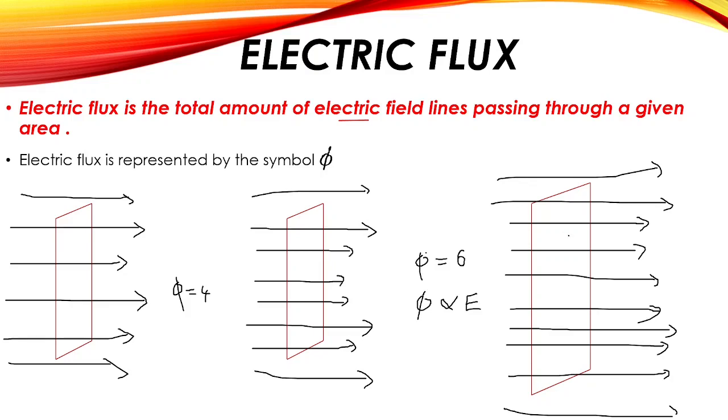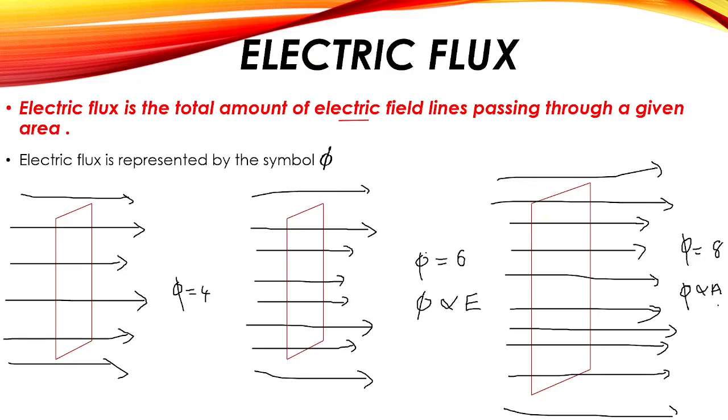What is the electric flux here? We can count the electric field lines. 1, 2, 3, 4, 5, 6, 7, 8. So our electric flux is equal to 8. As the area increases, our electric flux also increases. So electric flux is also proportional to our area. From this experiment we found out that electric flux is proportional to our electric field intensity and it is also proportional to our area.